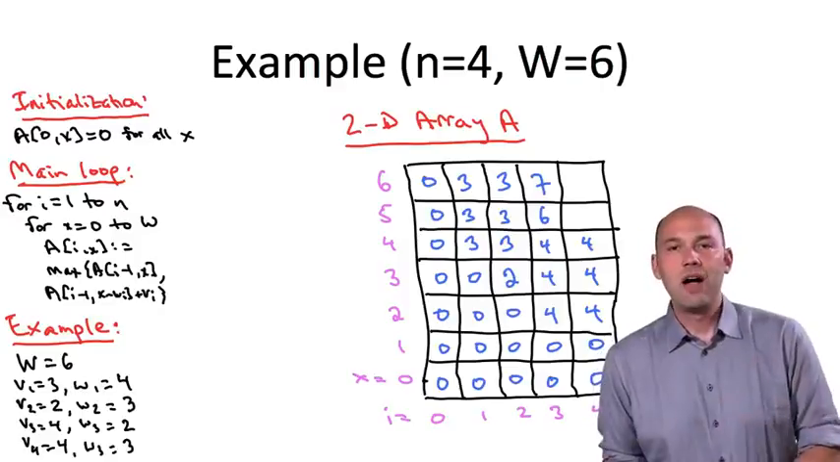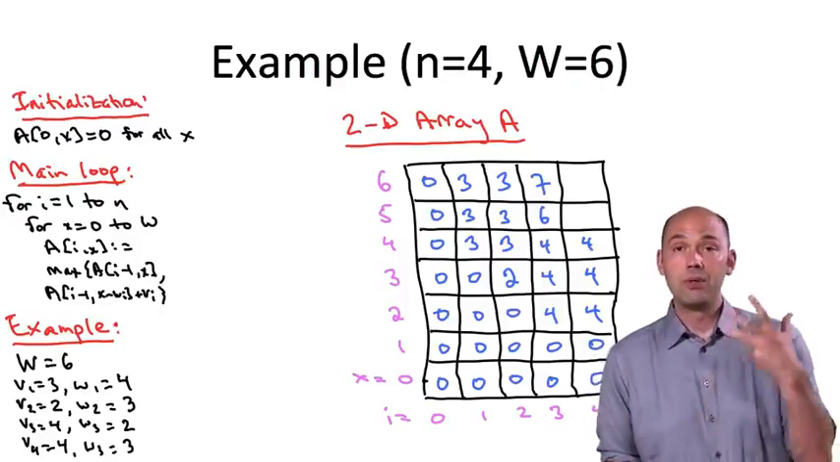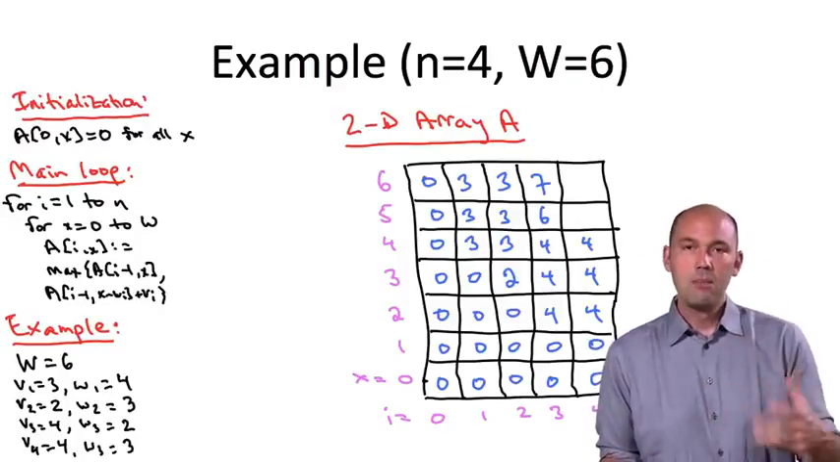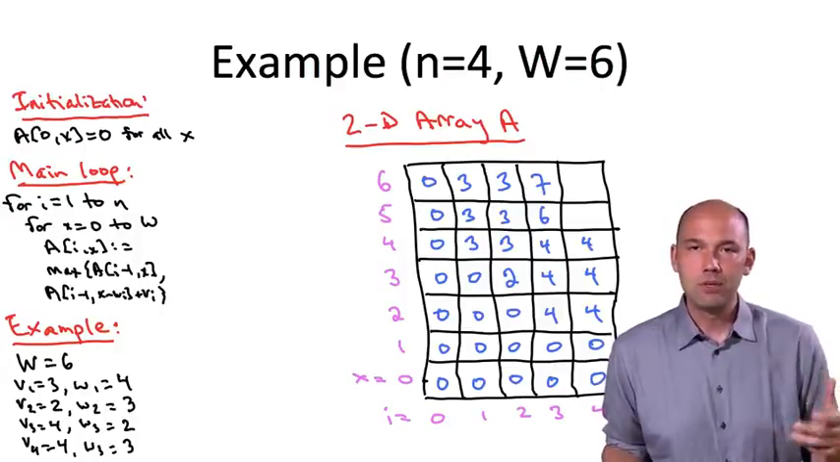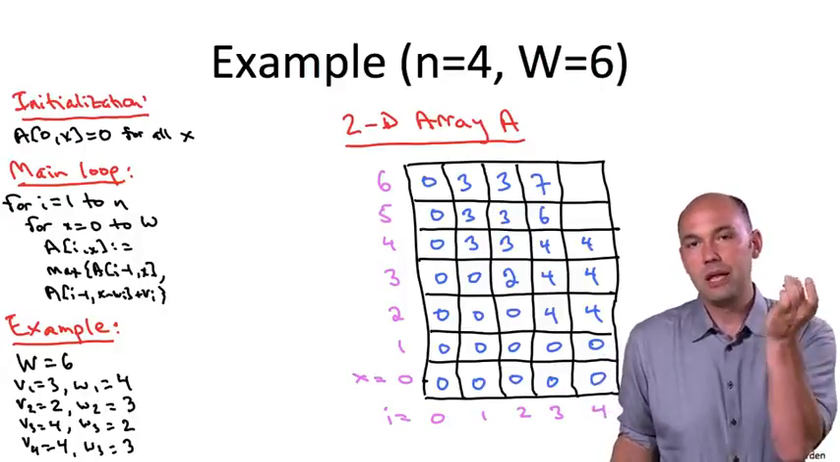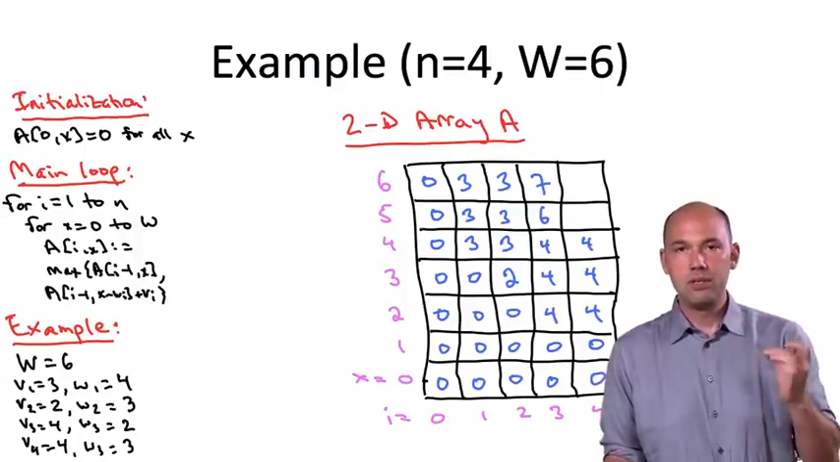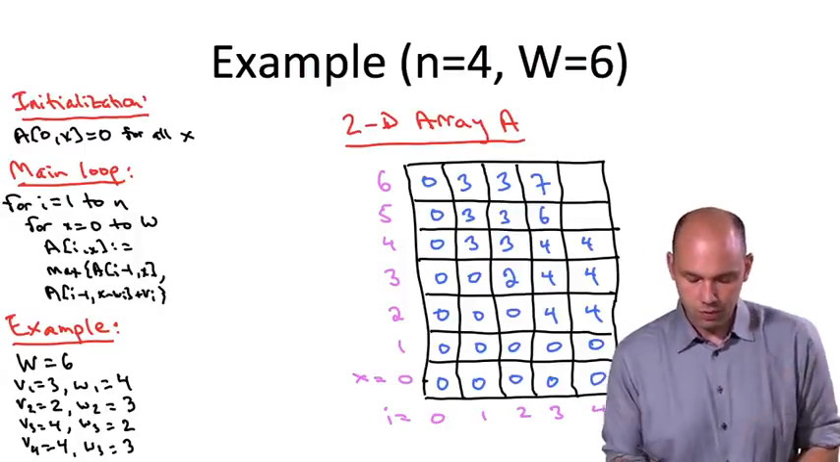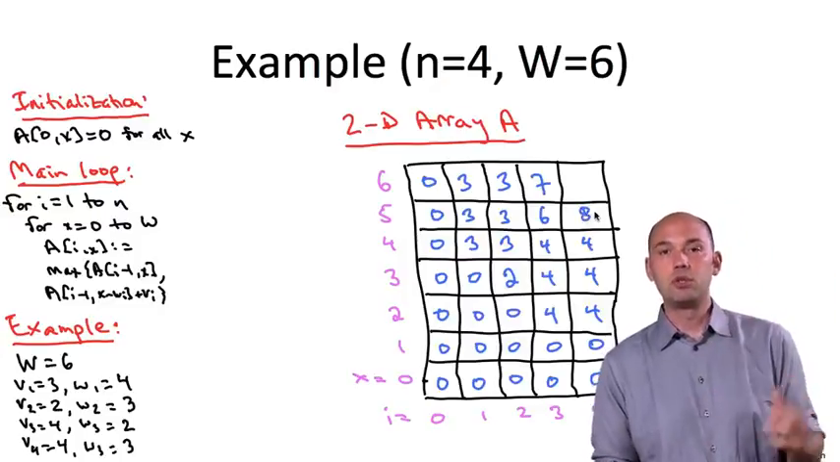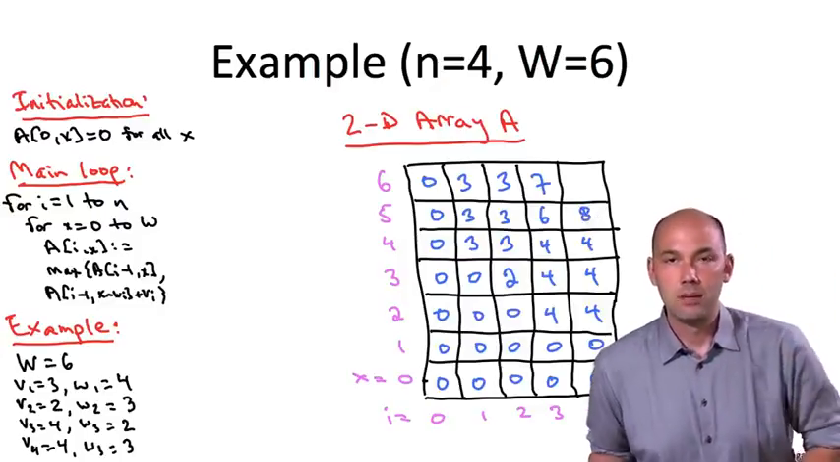Now, when x equals 5, we let the good times roll. We can take the fourth item, and we get a value of 4. But now when we subtract out its weight, we get a residual capacity of 2. And when x equals 2 and i equals 3, we also get a value of 4. So in this entry, we're going to write 4 plus 4, or 8. And that's superior to the alternative, which is just inheriting the 6 from the column to the left.